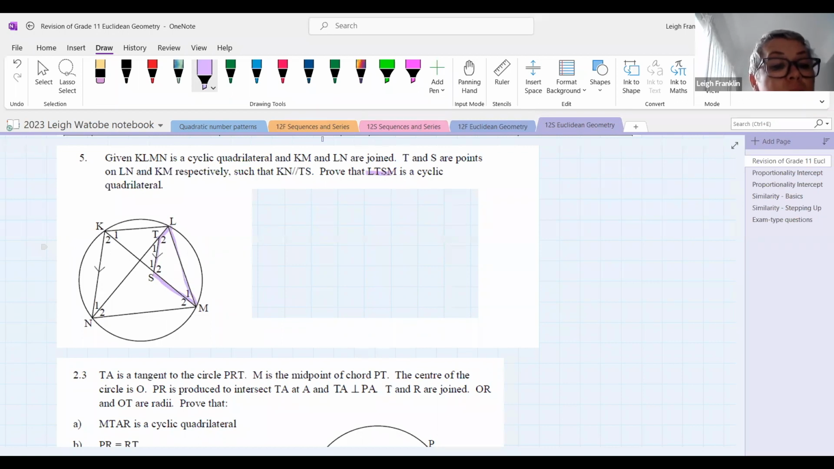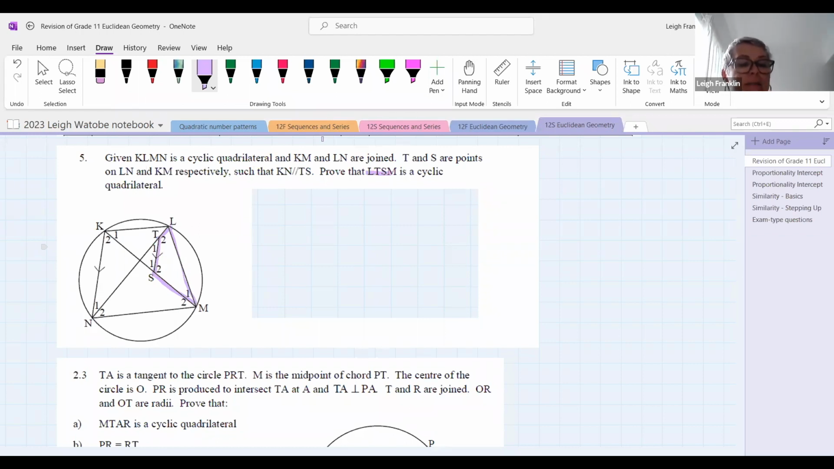The reason it's not cyclic at the moment is that there isn't a circle drawn through those 4 points. When you are proving that a quad is cyclic, you are proving that it's possible to draw a circle through its 4 points. Not that there necessarily is one there, but it's possible for us to do so. KLMN is a cyclic quad because there is a circle drawn through K, L, M, and N. When we prove that LTSM is cyclic, we're proving it's possible to draw a circle through T, L, M, and S.